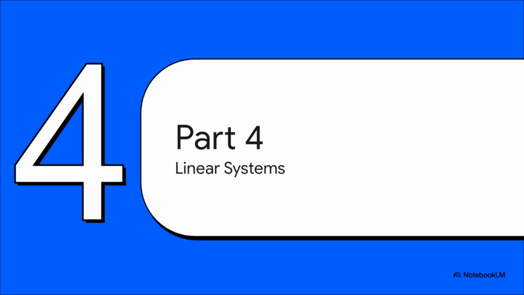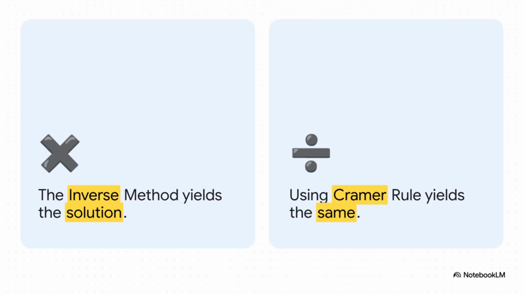All right, part 4, solving linear systems. Now we get to apply those inverses and determinants to solve complex systems of equations incredibly fast. Imagine a system where 2x plus y equals 5 and x plus y equals 3. As we can see here, there are 2 distinct ways to solve this.